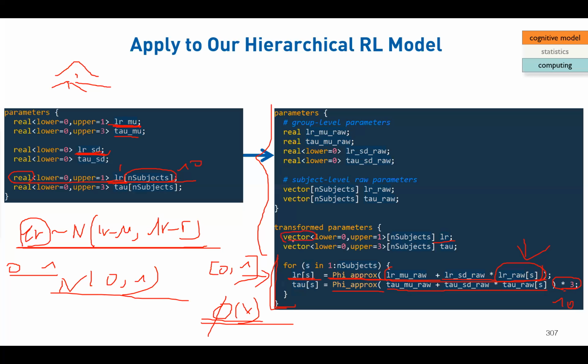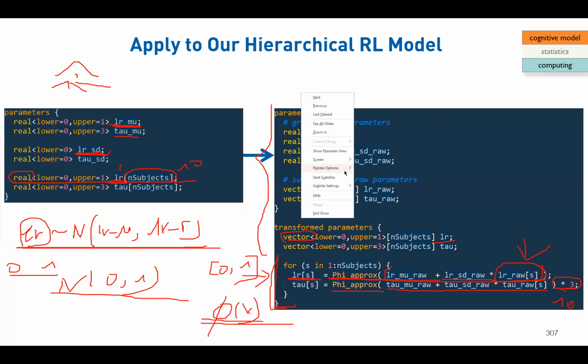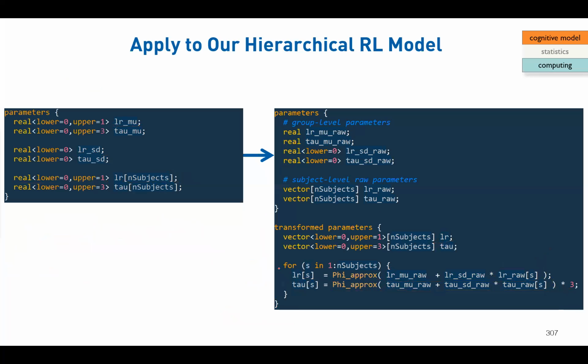This is a vector. So why are we using the vector? It is because we could take advantage of vectorization to get rid of the loop. So how to get rid of a loop? Because I have a loop here. Why didn't I do vectorizing? So here we have a loop, right?